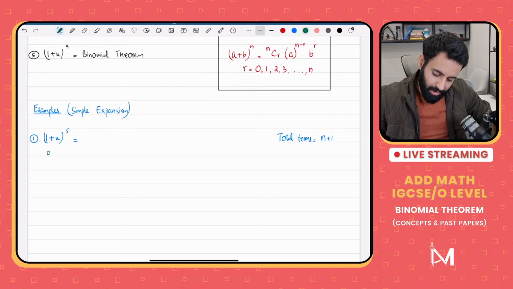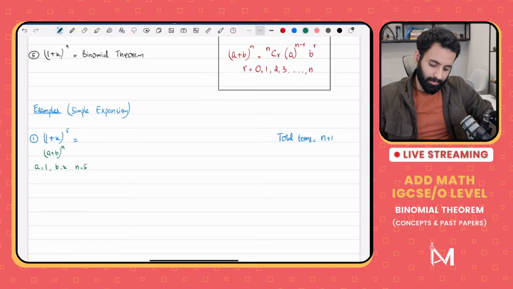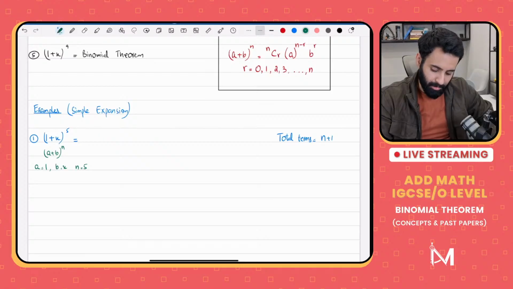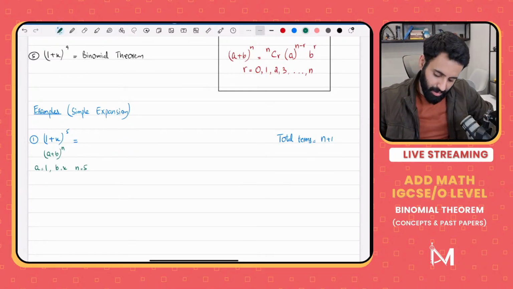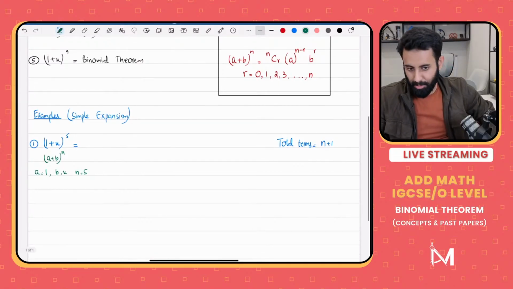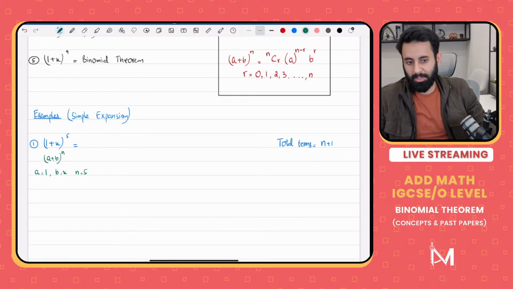So if I compare this with (a + b) to the power of n, we can see that a is equal to 1, b is equal to x, and n is equal to 5. So this is how I use the formula. You might have done it some other way, you might have done it horizontally, but I prefer writing the terms vertically. It's much neater that way. Now you don't have to do it that way if you don't like it, but it's best that you do it that way.